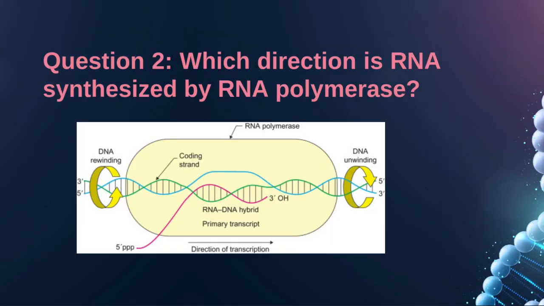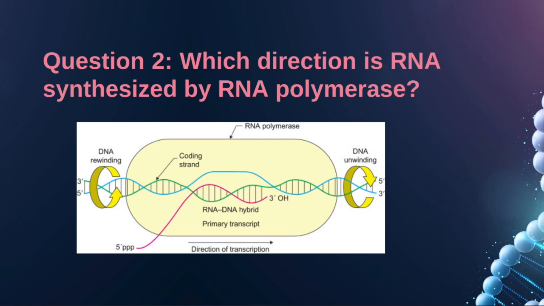Which direction is RNA synthesized by RNA polymerase? Is it 5' to 3' or 3' to 5'? Now let me give you a hint. It's like DNA polymerase. I hope you got the answer now. RNA polymerase can only add, like DNA polymerase, nucleotides to the 3' hydroxyl group of the growing RNA chain. So in that case, it's going to be 5' to 3'. RNA synthesis always occurs in that direction.